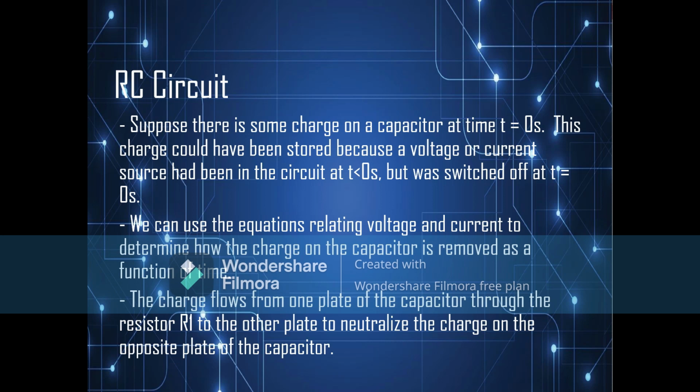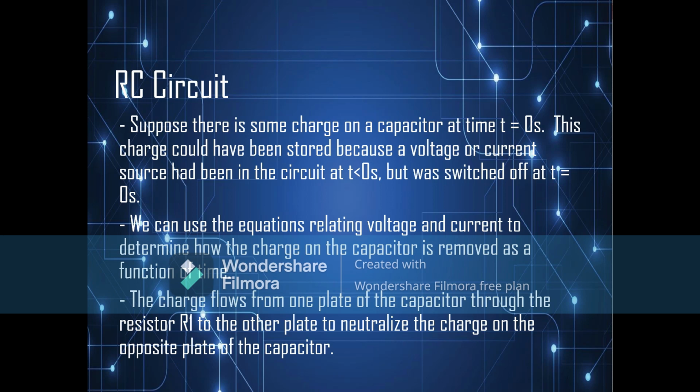RC circuits. Suppose there is some charge on a capacitor at time t equals 0. This charge could have been stored because a voltage or current source had been in the circuit at t less than 0, but was switched off at t equals 0. We can use the equations relating voltage and current to determine how the charge on the capacitor is removed as a function of time.